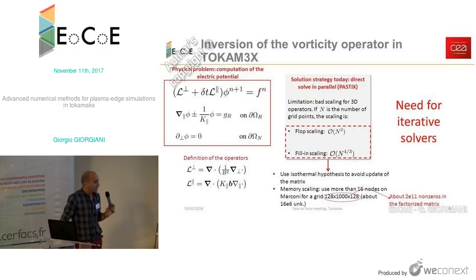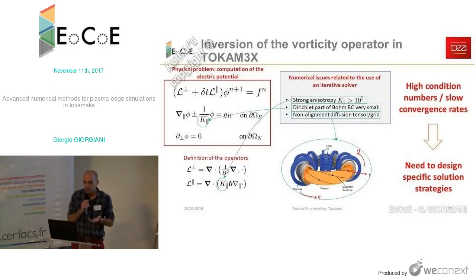And for very large problems, we have to use a lot of resources on supercomputers. For example, for this grid, which has 16 million unknowns, the number of non-zeros of the factorized matrix is about 10 to the 11. So the solution to this problem is actually to use an iterative solver to compute the solution of this diffusion problem.